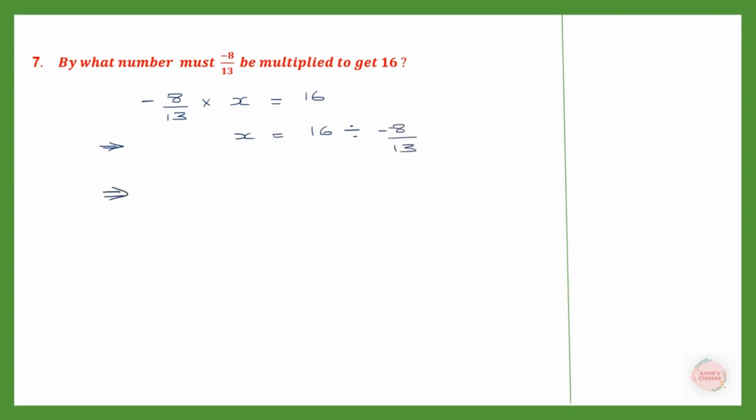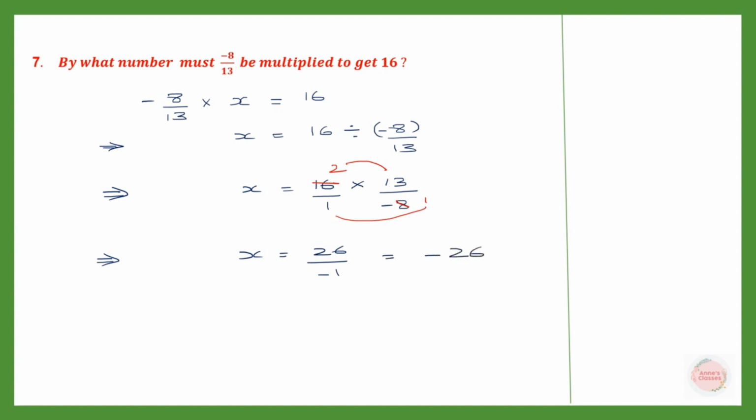Now we are going to find the value of x. X is equal to 16. Division changes to multiplication. Minus 8 by 13. Let's write the reciprocal, 13 by minus 8. Now let's cancel. Give this the denominator 1. Cancel 8 and 16. 8 ones are 8 and 8 twos are 16. Nothing more to cancel. So multiply the numerators and the denominators. So here what do we get? X is equal to 2 into 13, that is 26, by 1 into 1 is 1, and we have a minus sign. 26 by minus 1, or x is equal to minus 26.